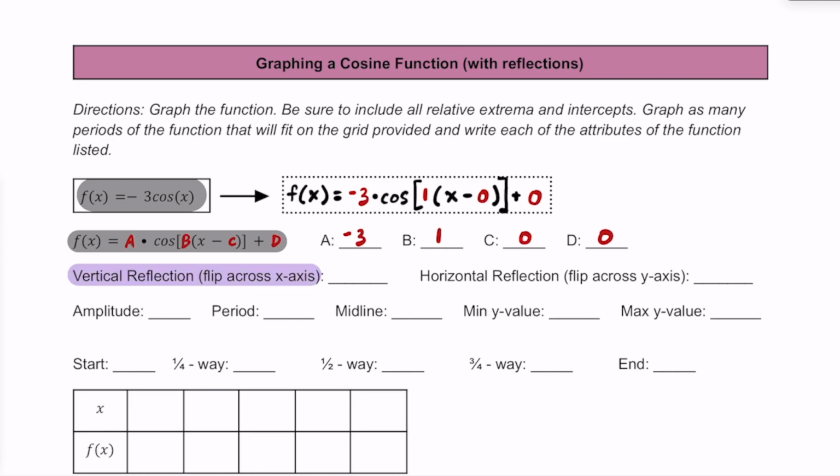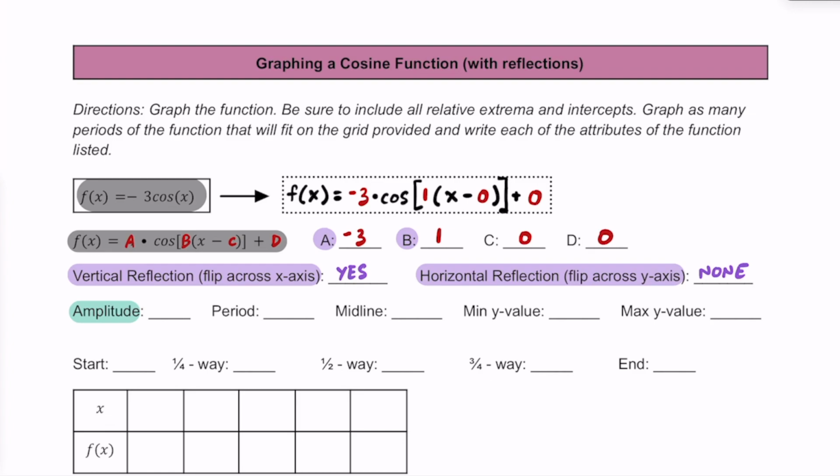To tell if this function is going to have a vertical reflection, that depends on the value for a. So if a has a negative value, which in this case it does, then we're going to say, yes, we do have a vertical reflection or reflection across the x-axis. As for horizontal reflection, or flip across the y-axis, that's dependent on if the value of b is negative. In this particular case, it's not here, so we're not going to have a horizontal reflection, just a vertical reflection.